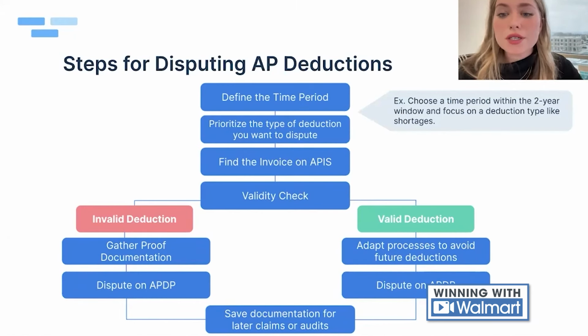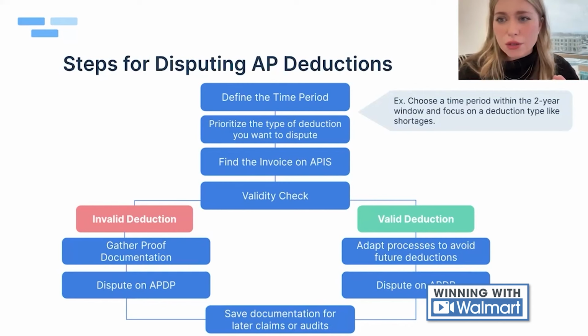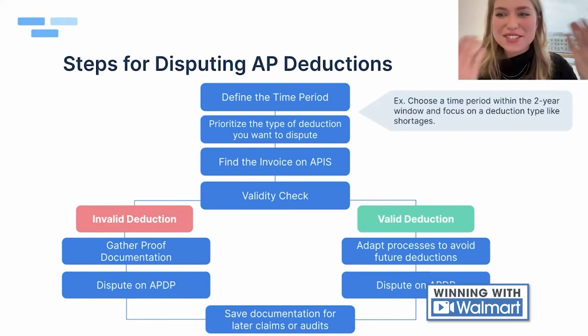If it is a valid deduction, that's when you go into a preventative mode. And usually what we suggest, if you have the resources for this, is to build a cross-functional team to address these, because if you're in finance, usually the issue is not within your department. Being able to prevent it is not something that you can control.